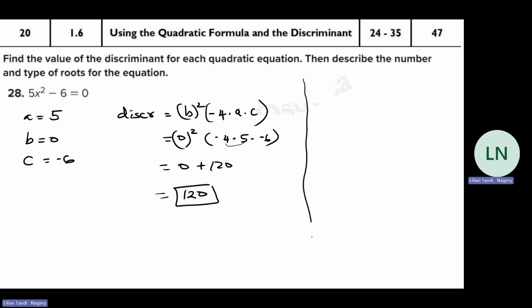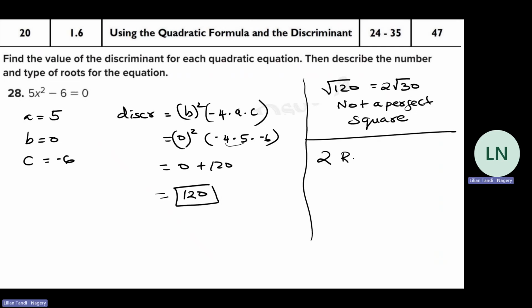Then I'm going to check if it is a perfect square. Square root of 120. 120 is not a perfect square, so I already know that. This will give you 2 square root of 30, so not a perfect square. And if you're not a perfect square, you're irrational. So 2 real irrational roots. Okay? All right. We move on.